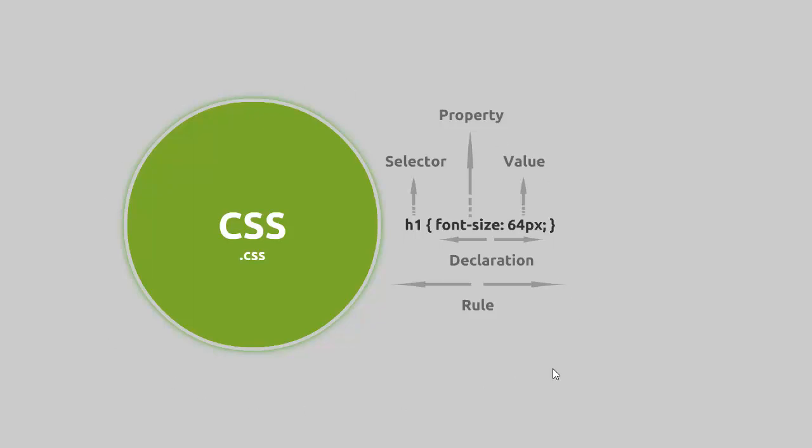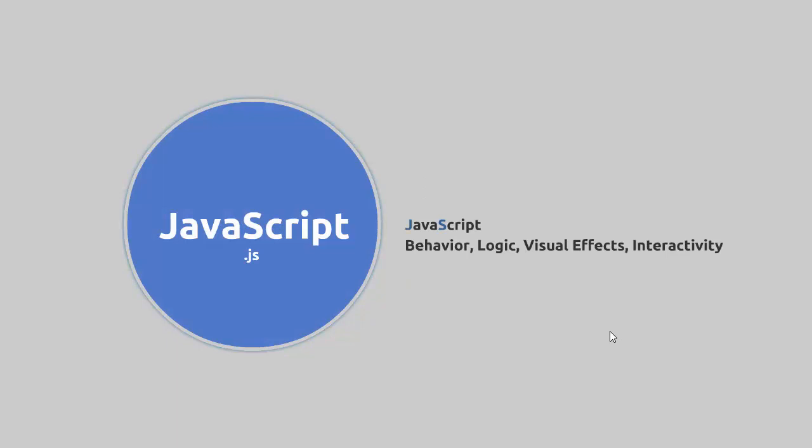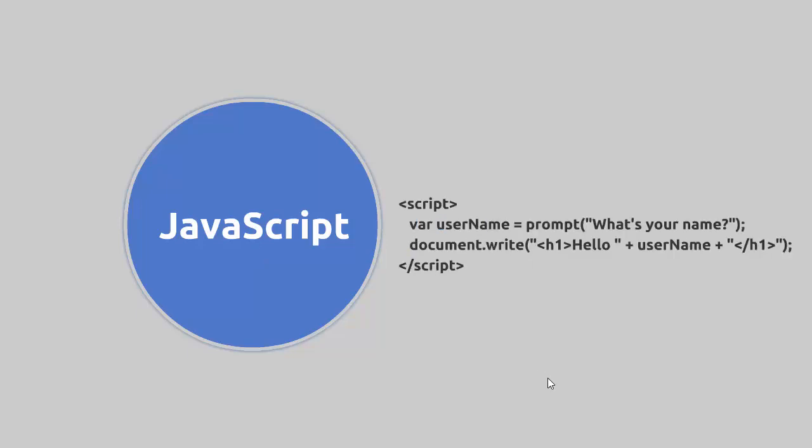So now we have a well-designed web page, but probably that web page is relatively static unless we add our next layer, JavaScript. JavaScript adds behavior, logic, visual effects, and interactivity to our web page. JavaScript's often also contained in an external file with the extension of .js, but can also be embedded within HTML inside of a script tag. Let's take a look at a script. Here's an example of some JavaScript. JavaScript will take our web page from something that's static to something that's dynamic or changeable.